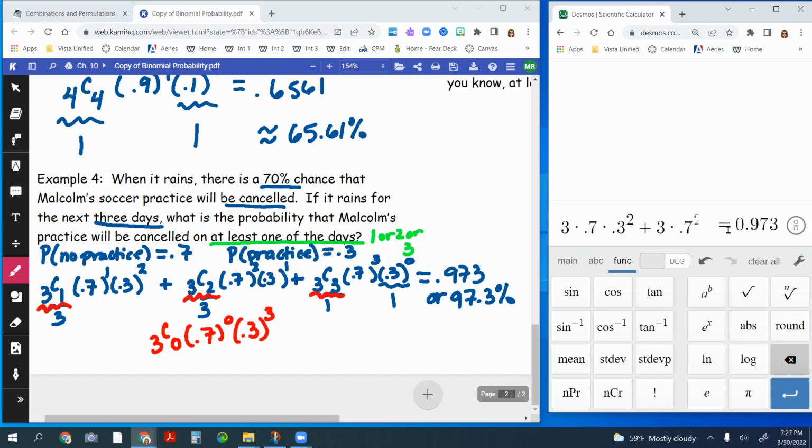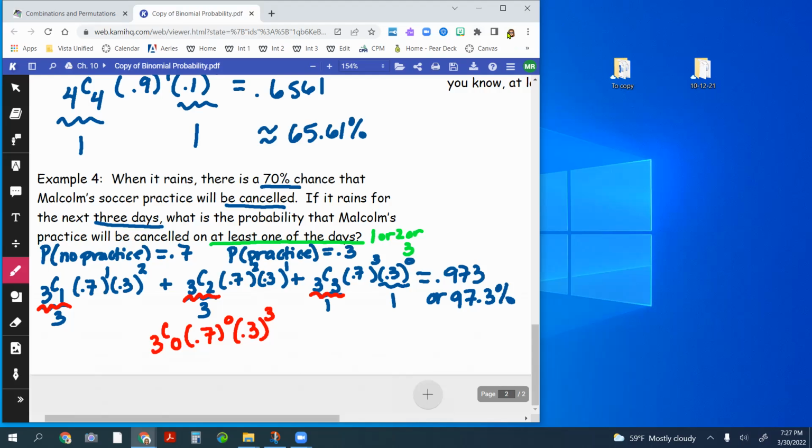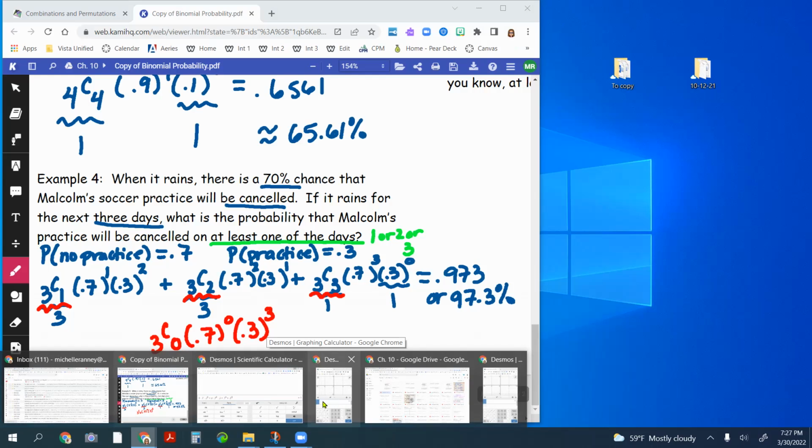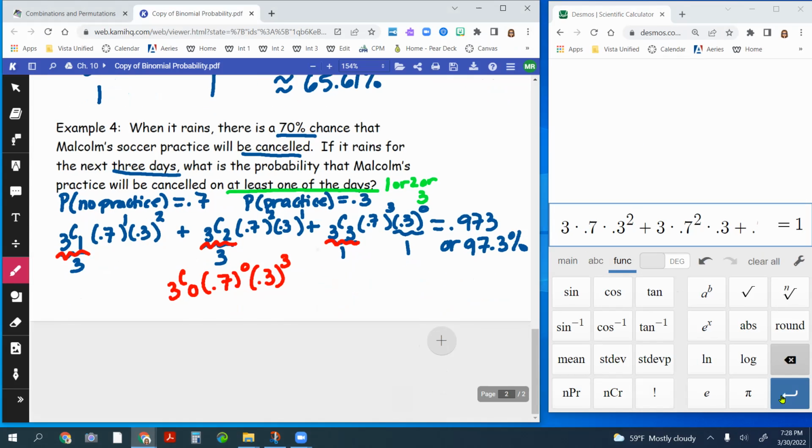So really, I don't need to do the 3 choose 0 because that's just a fancy 1. 0.7 to the 0 is a fancy 1. So I am going to add it with 0.3 to the third. Plus 0.3 to the third. You see, I get 1 because that's everything. I did 0 days. I did 1 day practice, 2 days 1 day canceled, 2 days not canceled, 2 days canceled, 1 day not canceled, and so forth. So I worked out all of that, and I end up getting 1.